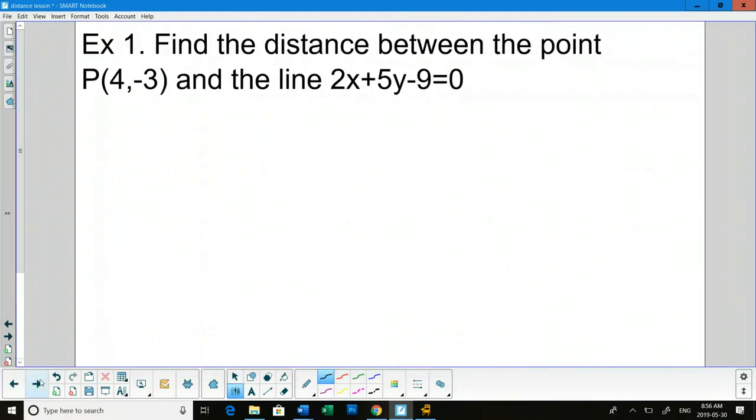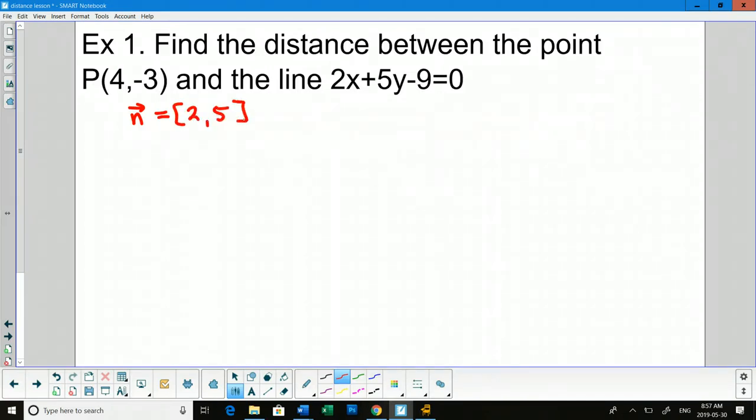Okay, so let's try it out. Find the distance between the point P and the line 2x + 5y - 9. Is it 2-space or 3-space? 2-space. So we can easily find the normal of this line. What's the normal of the line? It's the vector 2, 5.